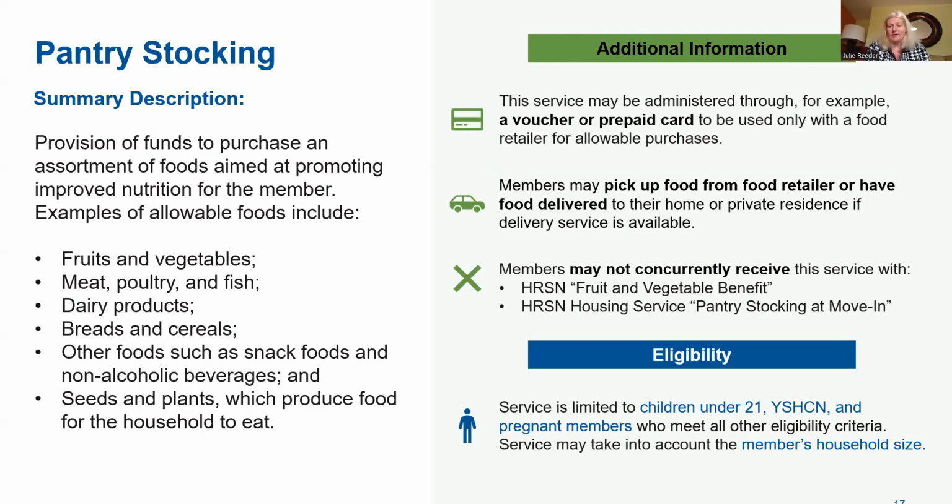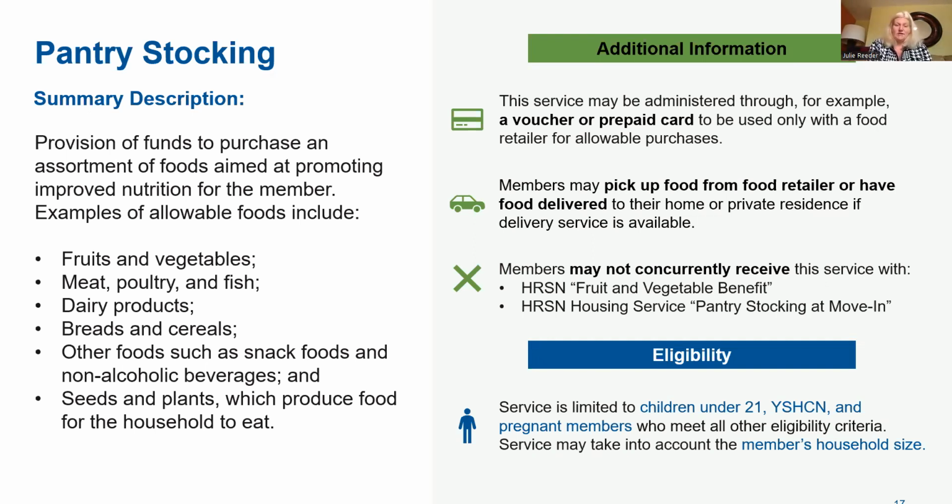Thanks. So pantry stocking is the provision of funds to specifically purchase foods. This is only allowed for food items aimed at promoting improved nutrition for the member. There are things like fruits and vegetables, meat, poultry, fish, plant-based proteins, dairy and dairy alternatives, bread, cereals, grains, seeds and plants. So essentially a lot of the same restrictions or inclusions that come with the SNAP program. Again, this is available only to children under 21, young adults with special healthcare needs, and pregnant members who also meet the additional eligibility criteria, being in the transition population and meeting the social risk.